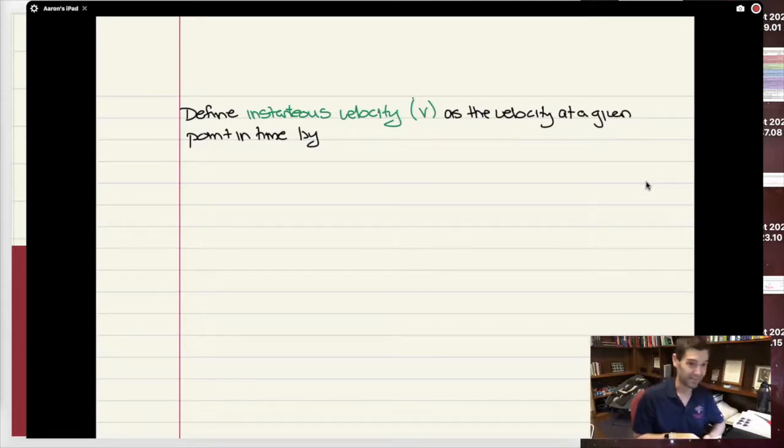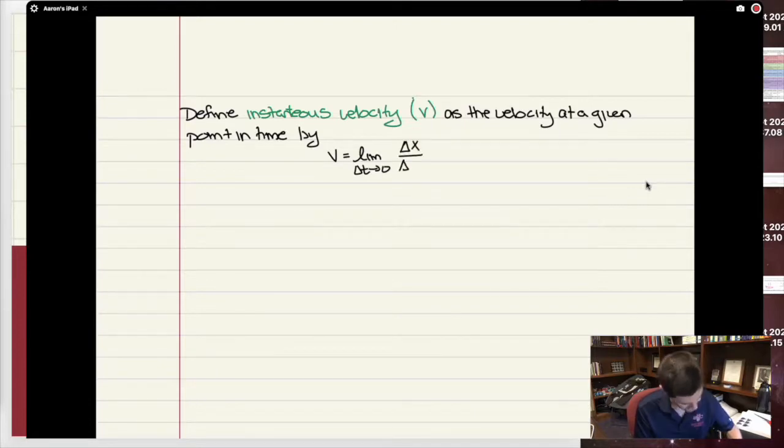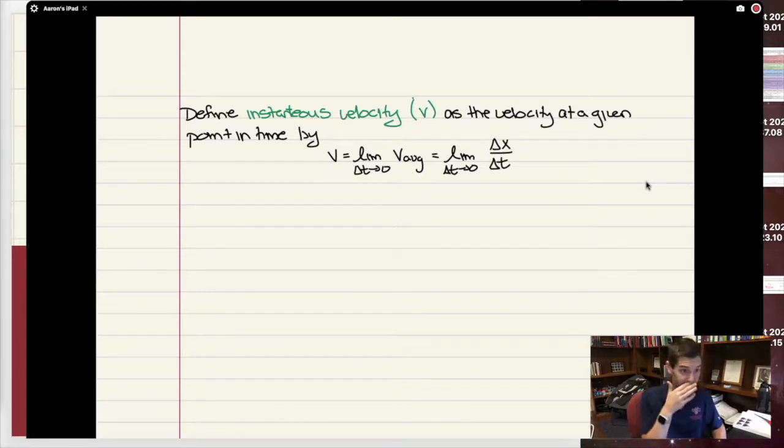Now, those of you who have taken calculus know what I'm about to do. Those of you who have not taken calculus, don't worry, I'm going to explain all these symbols. So I'm going to define the instantaneous velocity as the limit as delta t goes to 0 of delta x over, oops, actually I'm going to write this a different way, as v average, which is the same thing as the limit as delta t goes to 0 of delta x over delta t. That's just the definition of the average velocity.